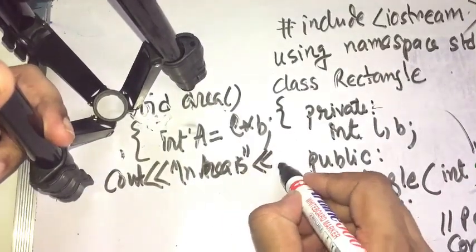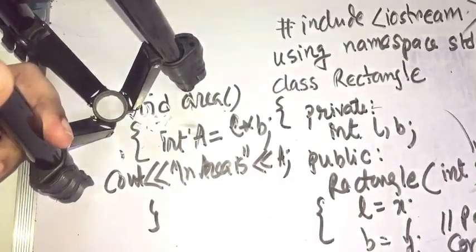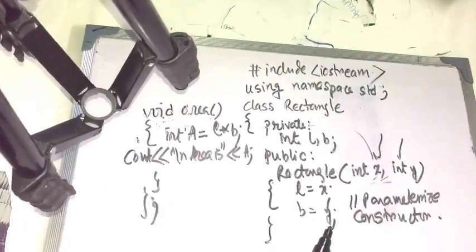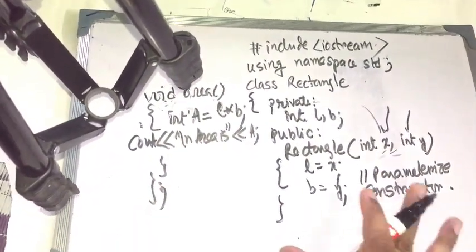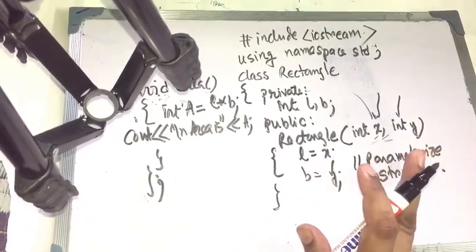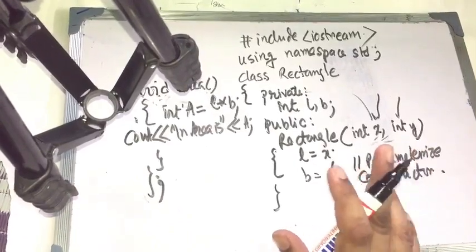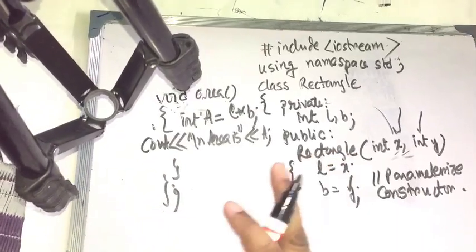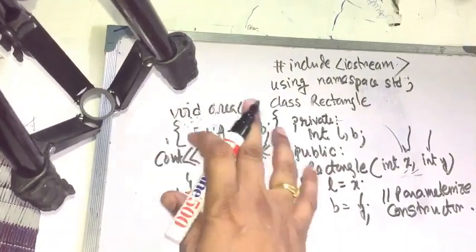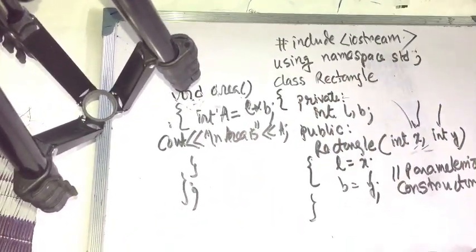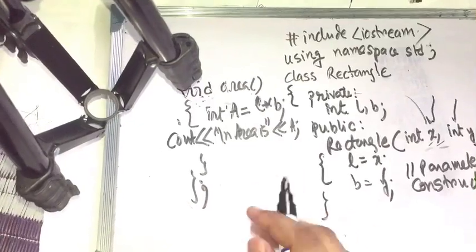The area is printed with capital A, followed by the end of the void area function and the end of the class. So this is the simple concept of parameterized constructor. This class has a constructor which can take the parameter during the object creation and is used to initialize the parameter values to the data members of the class. And this function is a normal function, not a special one. It is used to multiply the values a and b and store the result into the variable a.